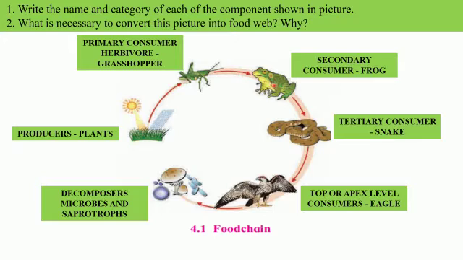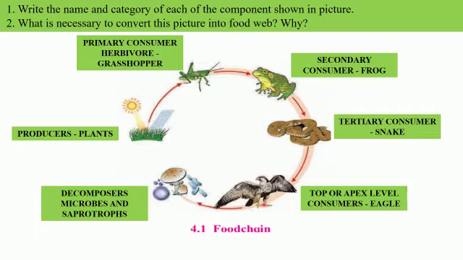The grasshopper in turn is eaten up by a frog, which is a secondary consumer. The frog is eaten up by a snake, which is a tertiary consumer. And the top or apex level consumer, that is an eagle over here, has been shown. So at every level, maybe it is primary, secondary, tertiary or apex, we have shown just one organism.